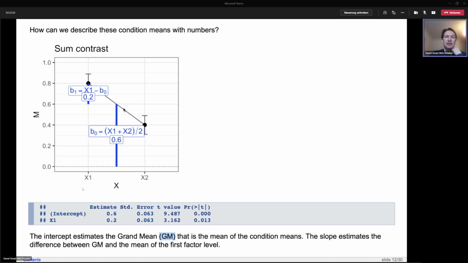And what is the slope estimating? The slope estimates the difference between the grand mean, B0, and the first factor level, so x1 minus B0. In this case, the grand mean is 0.6, this is 0.8, so the difference is 0.2. And we can see that this difference is directly estimated in the linear model. Interestingly, the t-value and the p-value remain exactly the same in this basic example. So here it doesn't matter much what we do. The t-value is 3.16, the p-value is 0.013 for the slope.